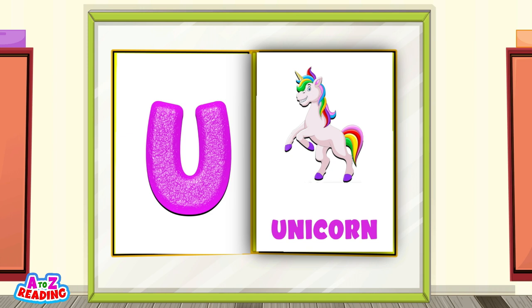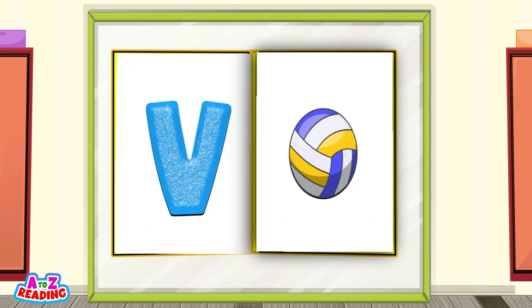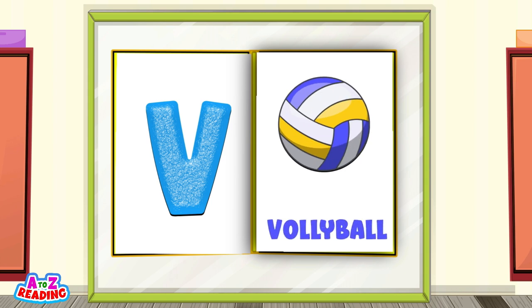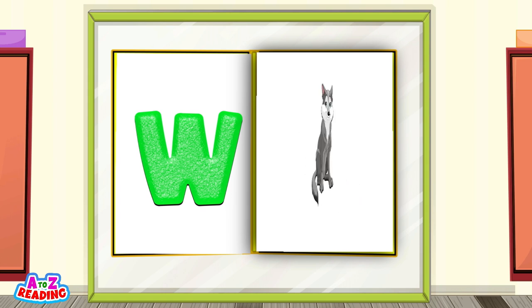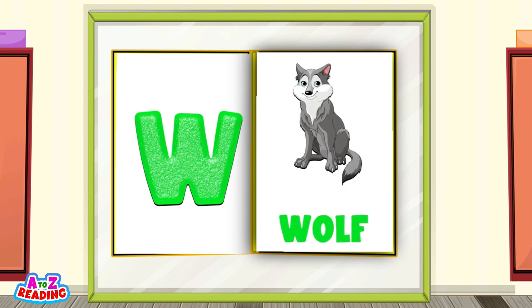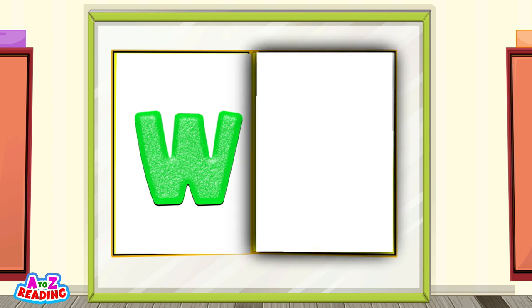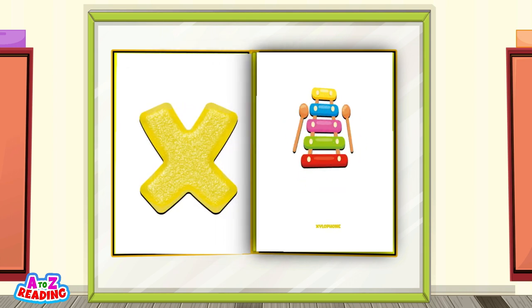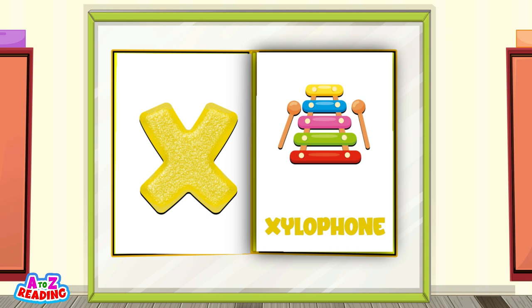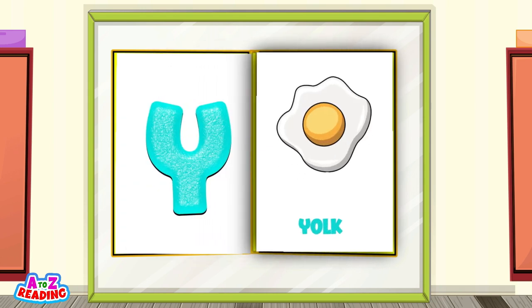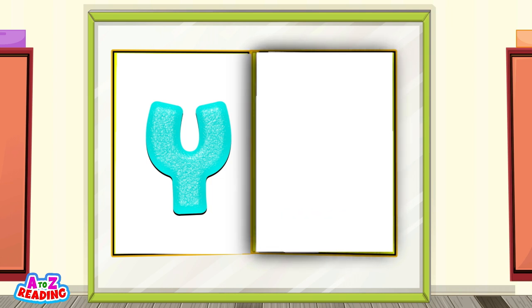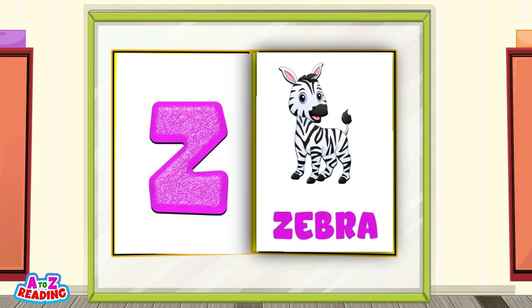U is for unicorn. V is for volleyball. W is for wolf. X is for xylophone. Y is for York. Z is for zebra.